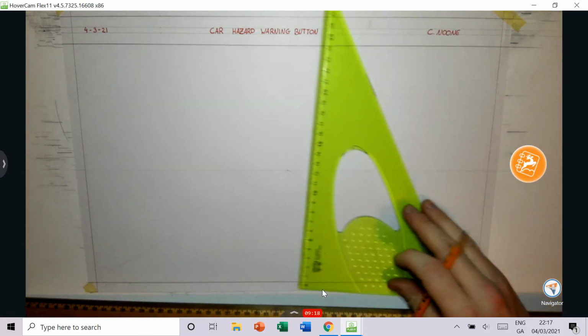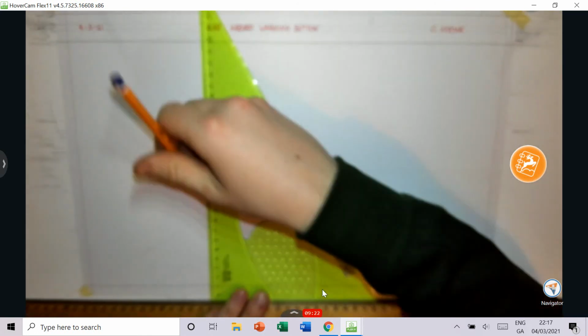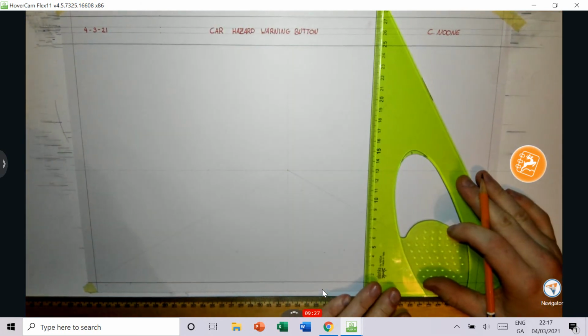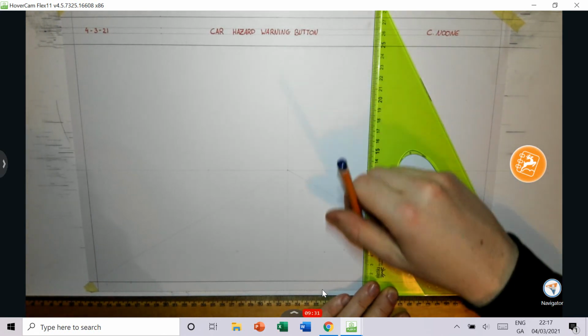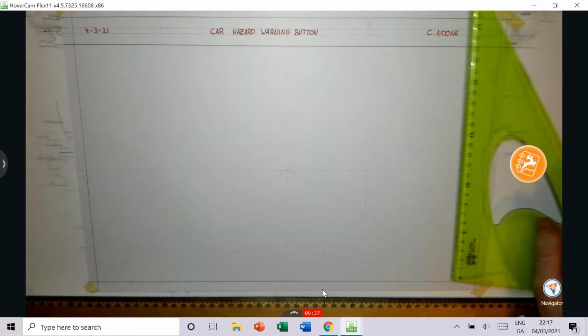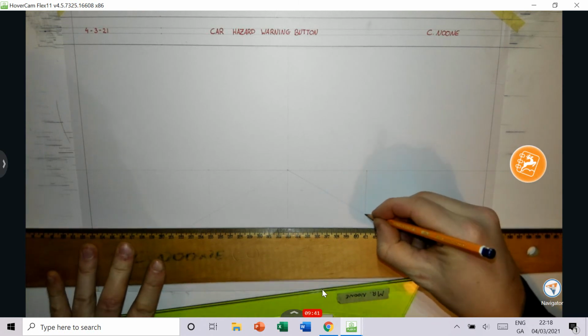Okay, I've got 2 points there, and I'm going to drop them vertically down until they cut one of my 30 degree lines. So I drop this down to get this point, and drop this down to get this point, and I should be able to join them up now with a horizontal line.